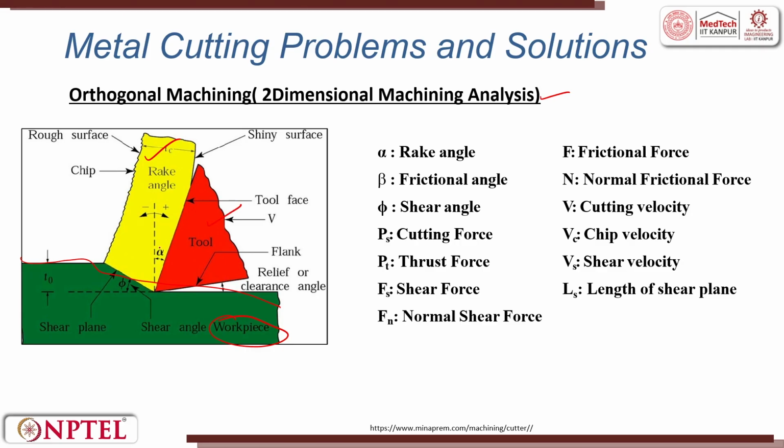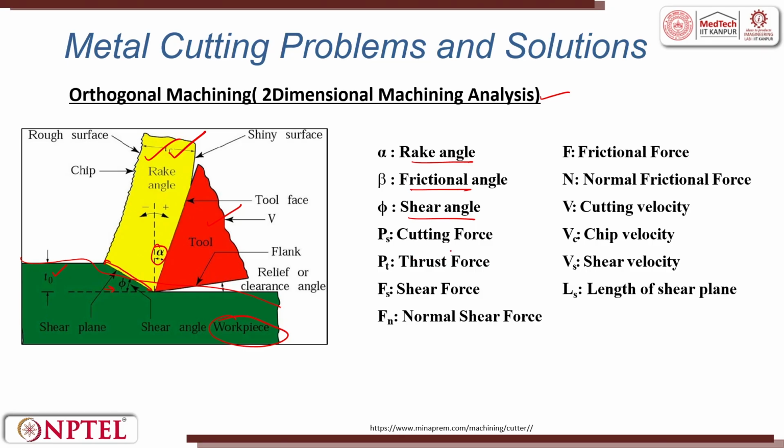This is alpha, that is my rake angle. All the notations are given here. Beta is the frictional angle. Shear angle is phi. The shear plane, this is shear plane. The angle made by shear plane to the base is phi. And T naught and TC are the uncut chip thickness and cut chip thickness respectively.